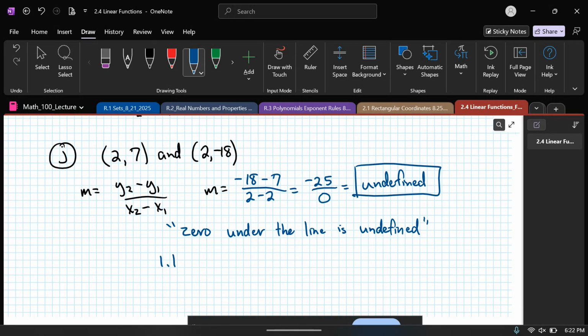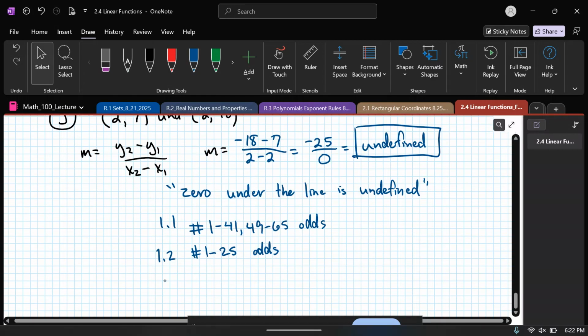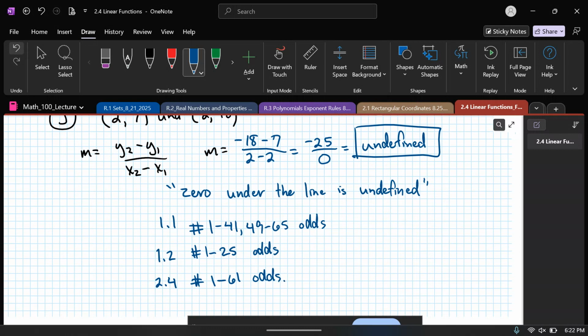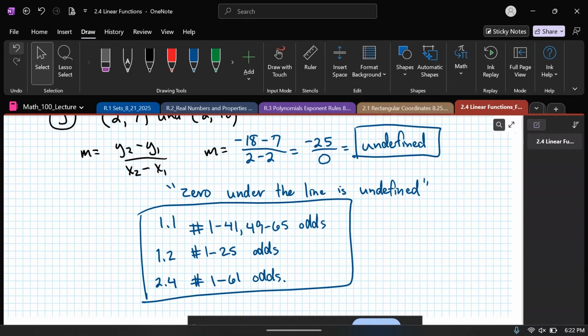If you've got the textbook and you want to do some practice problems in section 1-1, 1 through 41, and then 49 through 65, odds would be good practice. In section 1.2, 1 through 25 odds would be good practice. In section 2.4, which is what we just did, that would be numbers 1 through 61 odds would be good practice out of that. You don't have to do any of those, but that's just good practice for you.